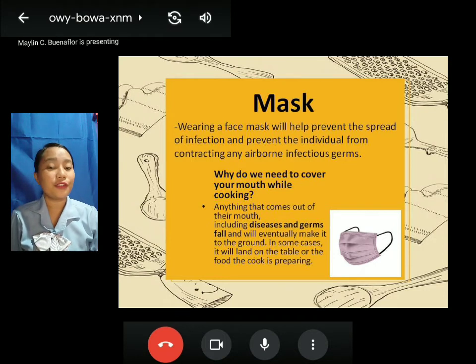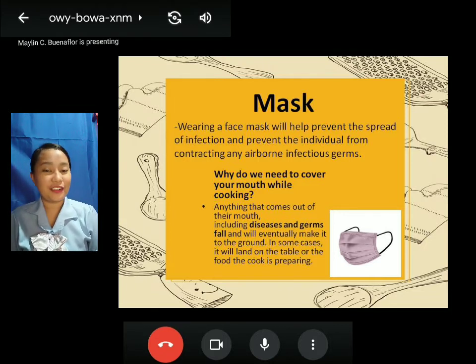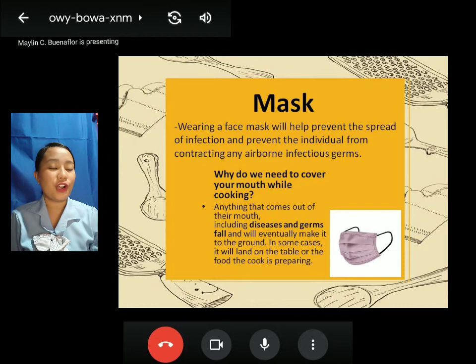So, we need to cover our mouth when we are in the kitchen, most especially if we are cooking, because our mouth carries disease and germs that may affect other people. Sometimes in restaurants, we cannot deny the fact that if we are enjoying talking with our friends and family, we can accidentally spray our saliva, right? So, therefore, we should wear our face mask while we are serving or preparing food.